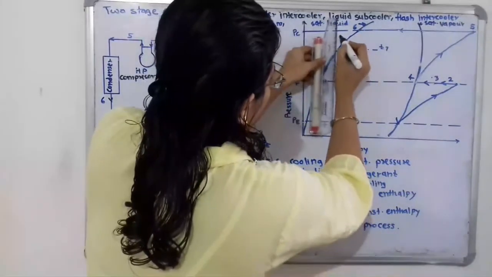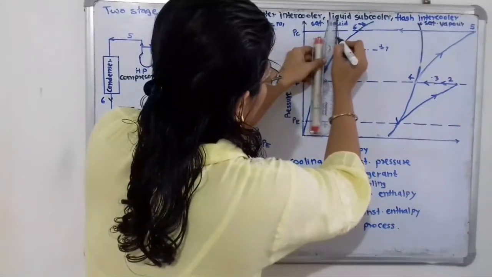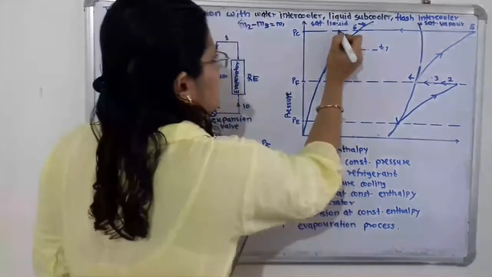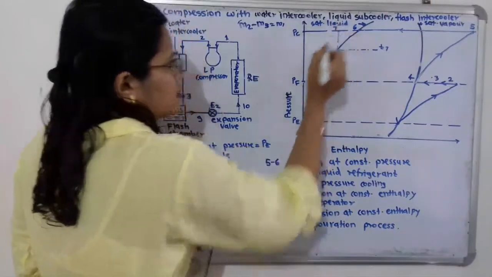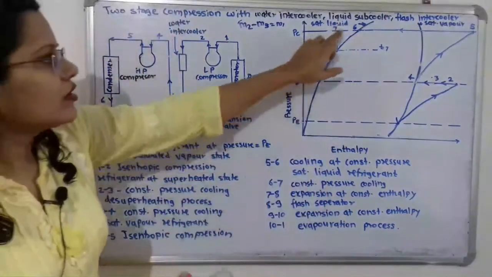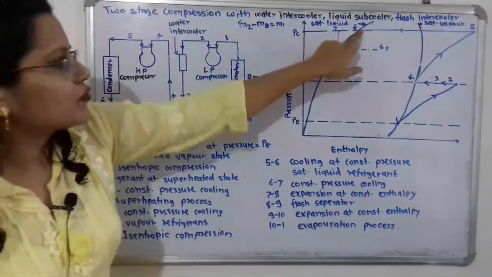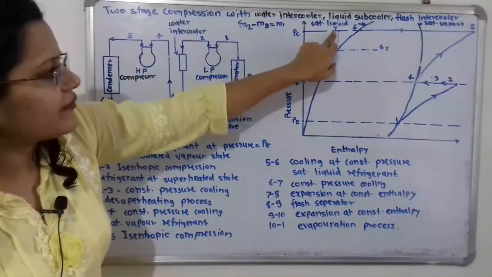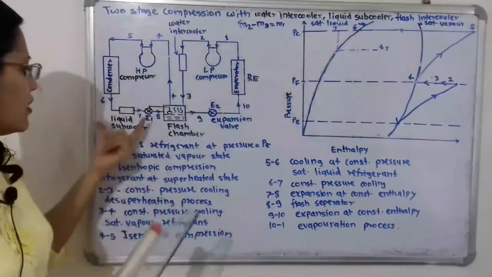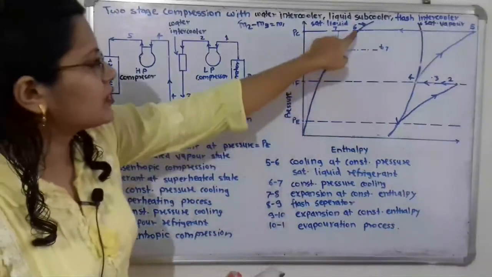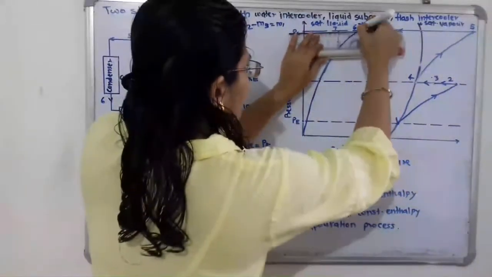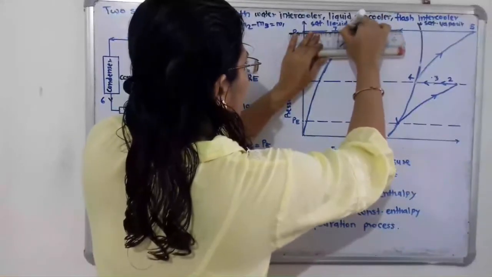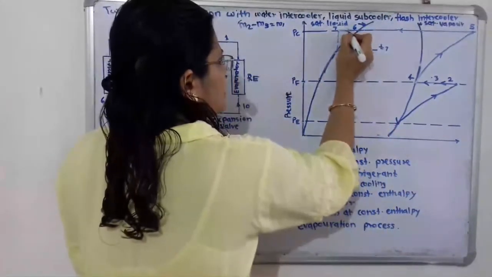So now I will show here, and here will be our point 7. Now this point 7 is at the temperature of T7. So up to this point, that is up to this point 7, the cooling process or subcooling process is taking place. So in this way, up to this point we have to show there is the cooling process. Now we have to show this with an arrow.